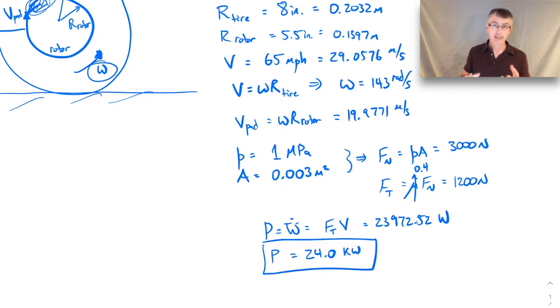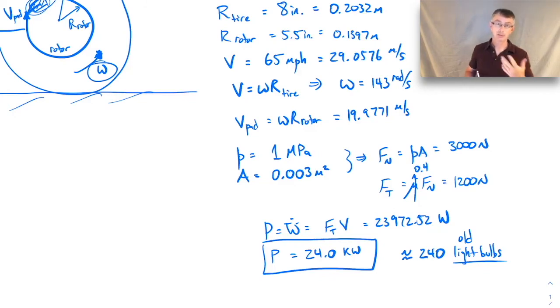To give you a characteristic feel for what that corresponds to, if you think about old incandescent light bulbs, the ones that you screw in and they get really hot, those typically require 100 watts to operate. So this would be roughly equivalent to 240 old light bulbs. So the power being generated in those frictional forces would be the same amount of power to light up about 240 of those old 100-watt light bulbs. It's a lot of light bulbs, right?